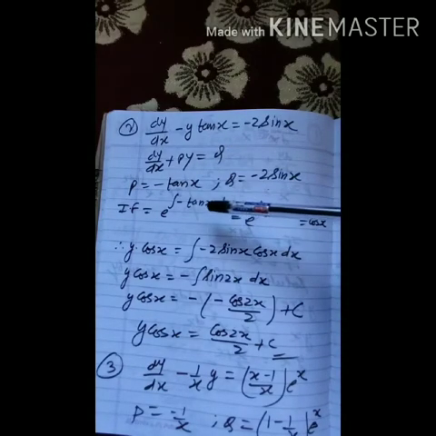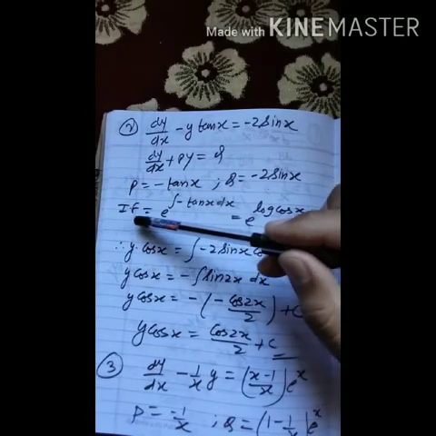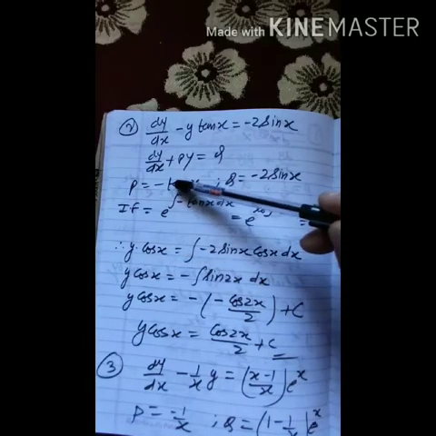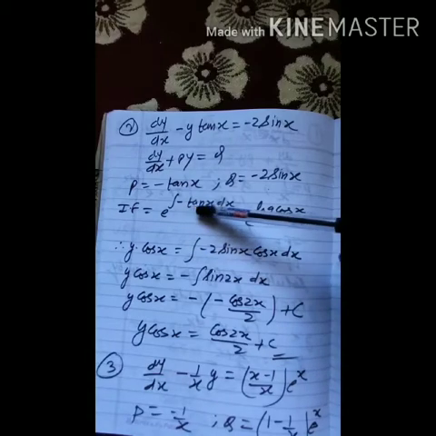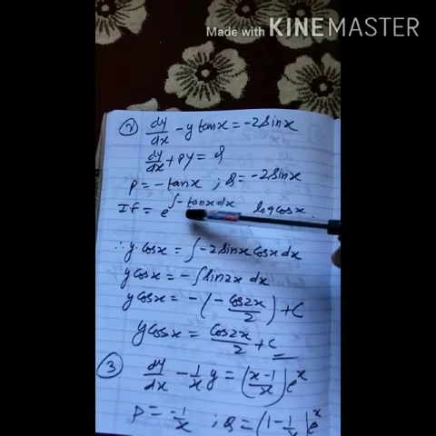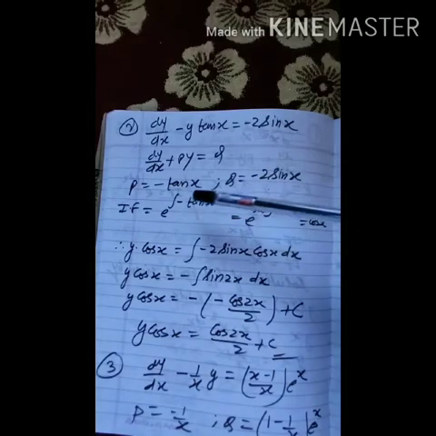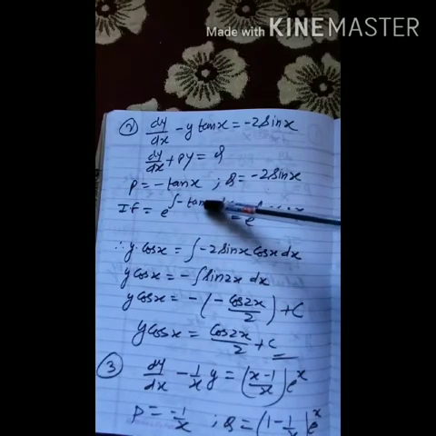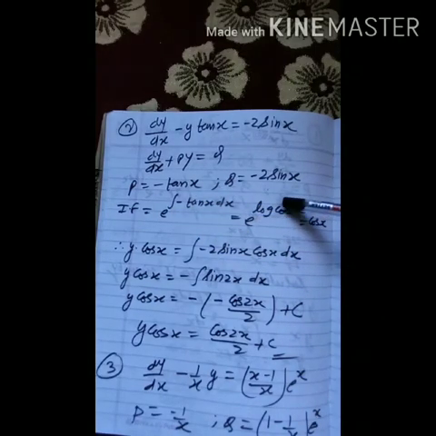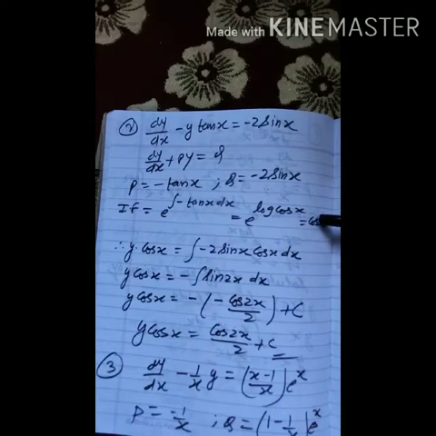Now after this we have to find the integrating factor, that is IF, and it is given by e raised to the power integration of p dx. So put the value of p, and the value of p is minus tan x. So integration of minus tan x dx. Integration of tan x is minus log cos x. So minus and minus will cancel out. So integration of minus tan x is log cos x. After this, e and log will cancel out, and we will get cos x. So this is our integrating factor.